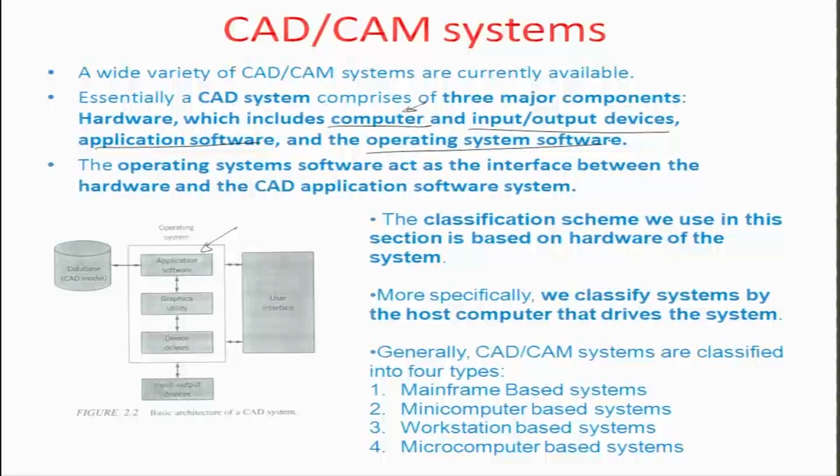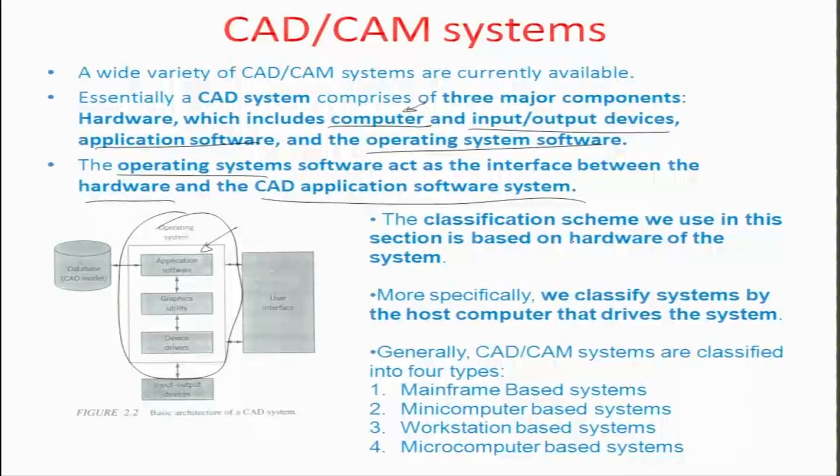So, typically the operating system, as I think all of us are aware, is software which acts as an interface between the hardware and the CAD application software system. And if we wanted to look at some of the classification schemes, or the basis of classifying the various CAD/CAM systems which are available, they are really based on the types of the host computer that drives them. There can be mainframe based systems, mini computer based systems, workstations, and then microcomputer based systems. So, these are a broad set of classifications which can come in handy when we talk about different CAD/CAM systems.